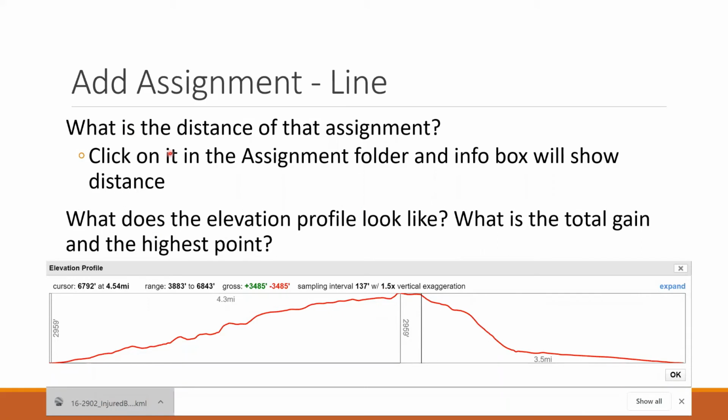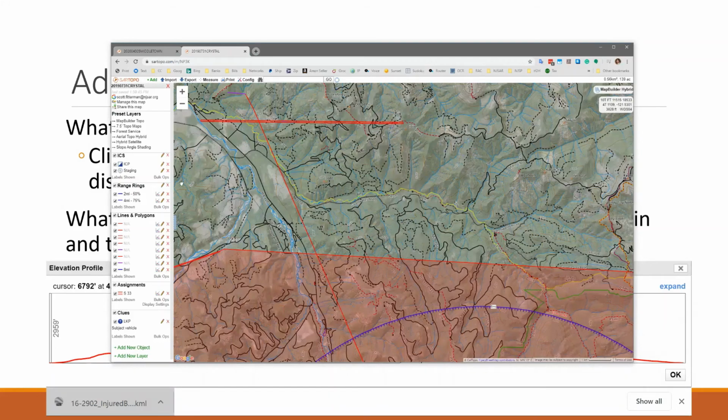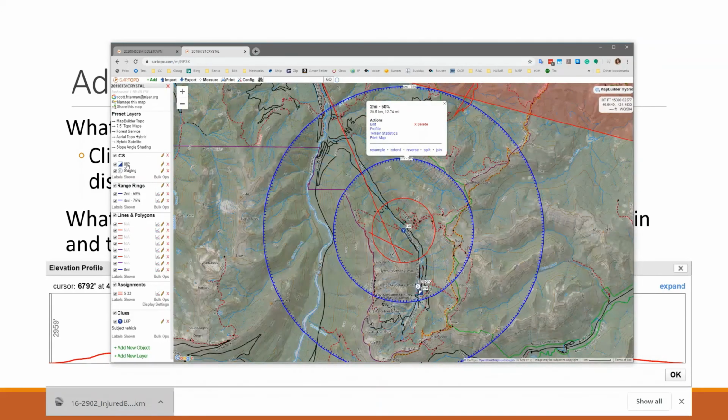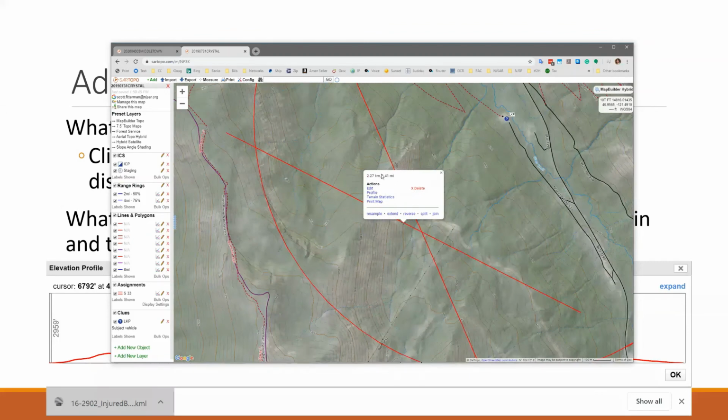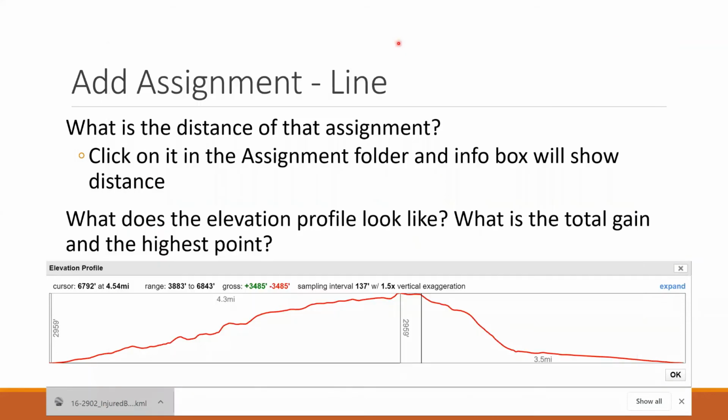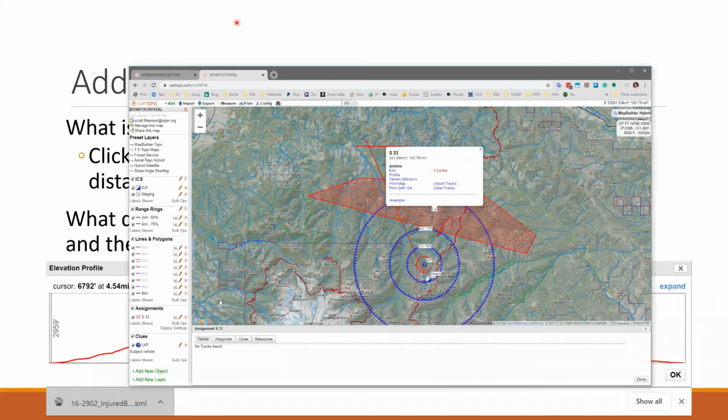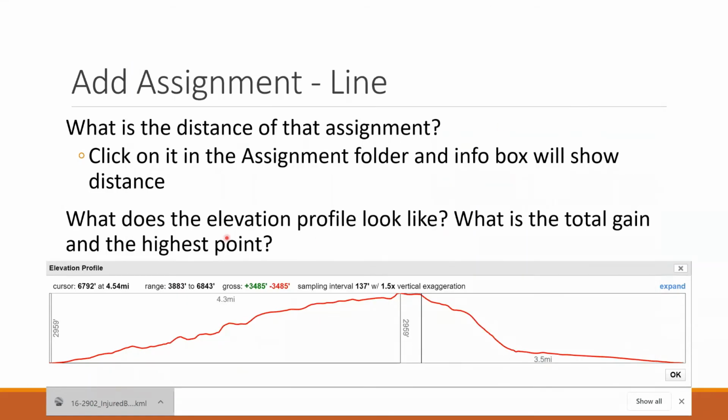So what's the distance of that assignment? By now you guys are becoming experts, so you should already know how to do that. A lot of SARTopo is just clicking on stuff, right? If you click on any specific marker, a ring, a line, whatever it is, you're given information here, and this will give you the exact length of whether it's an assignment or a line. In this one, it's asking about the assignment. I actually converted mine to a polygon, but it says that it's 100.78 square miles. If you had a line assignment, it would tell you the length.